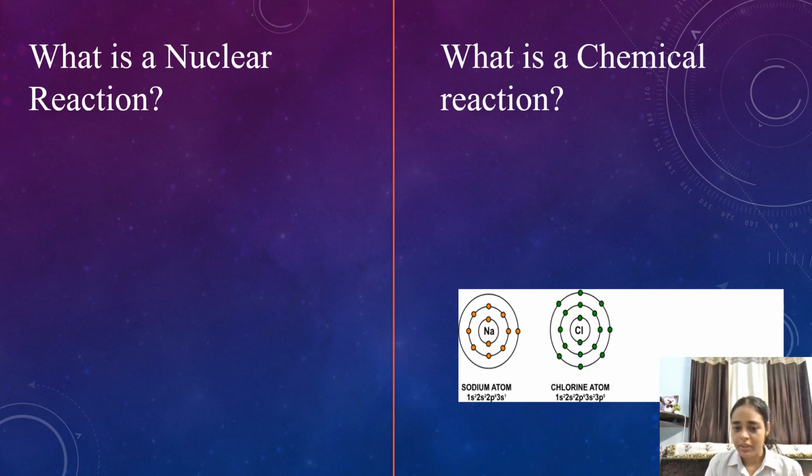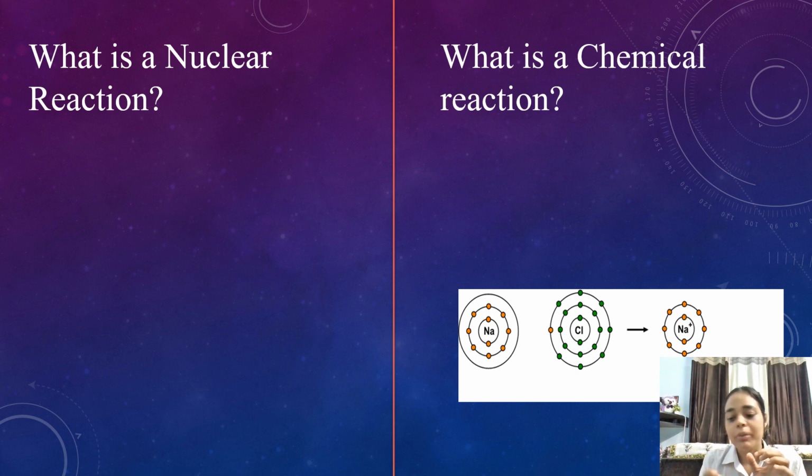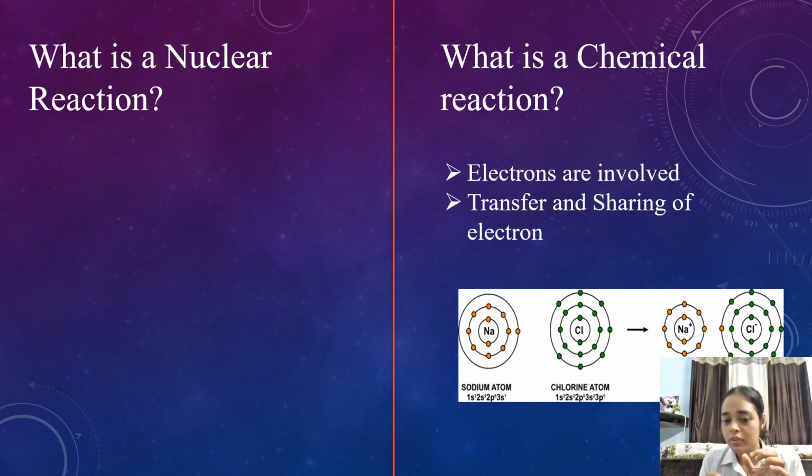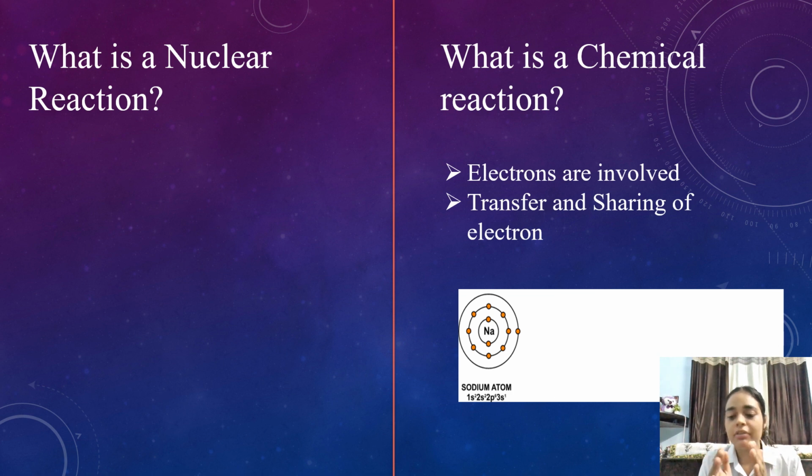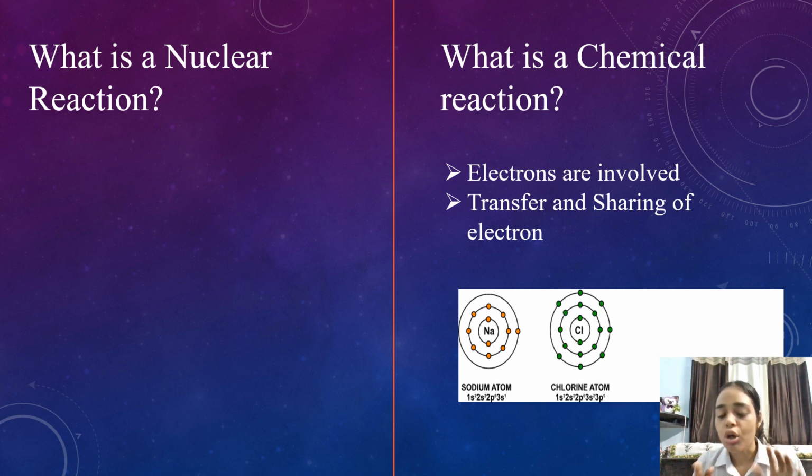So, in a chemical reaction, there is an involvement of the outer shell electrons. There is a transfer of electrons or a sharing of electrons between two or more elements. Here we have an example of sodium chloride, which is an ionic species, meaning it has ions, a positive charge and a negative charge.